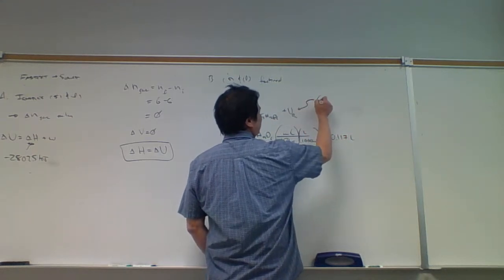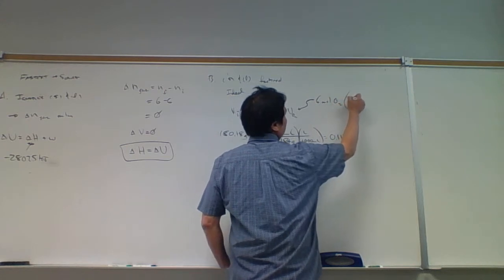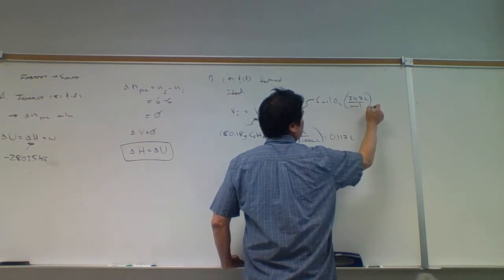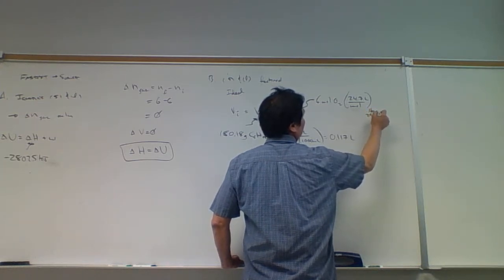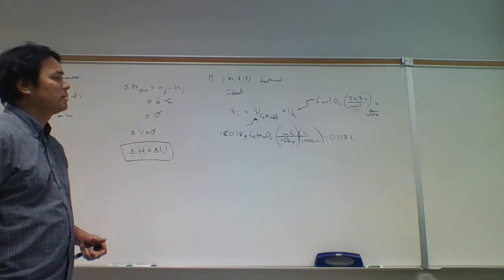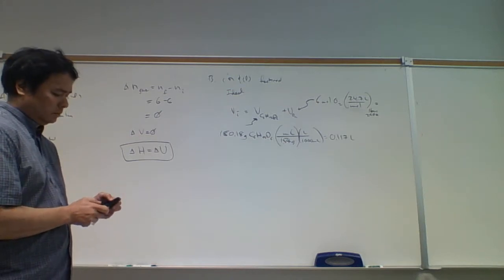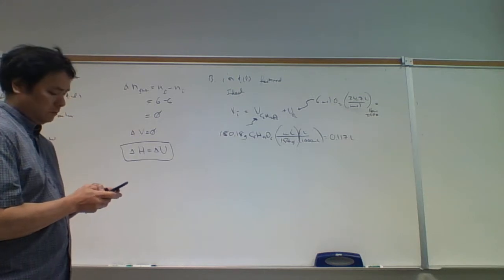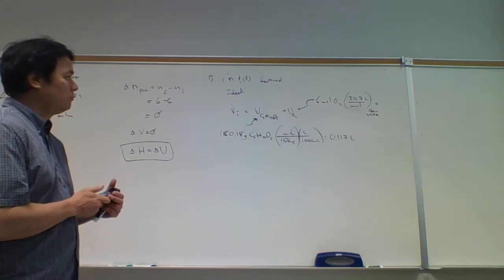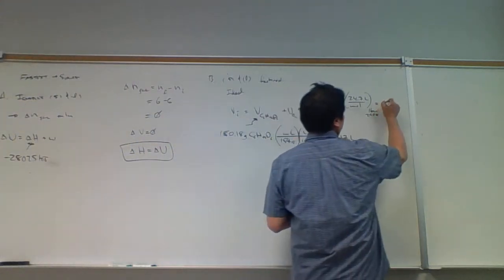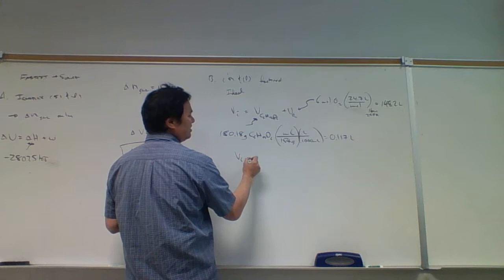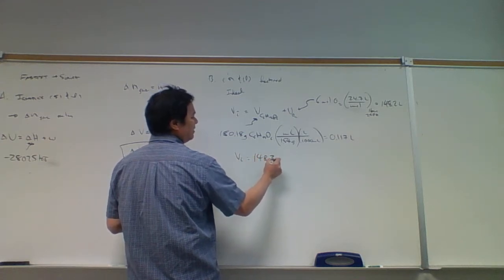The volume of O2, we had 6 moles of O2. That was 24.7 liters per mole. This is at 1 bar and 298 Kelvin. It's the molar volume of the gas. This came out to 148.2. So altogether, V initial is going to be 148.31 liters.